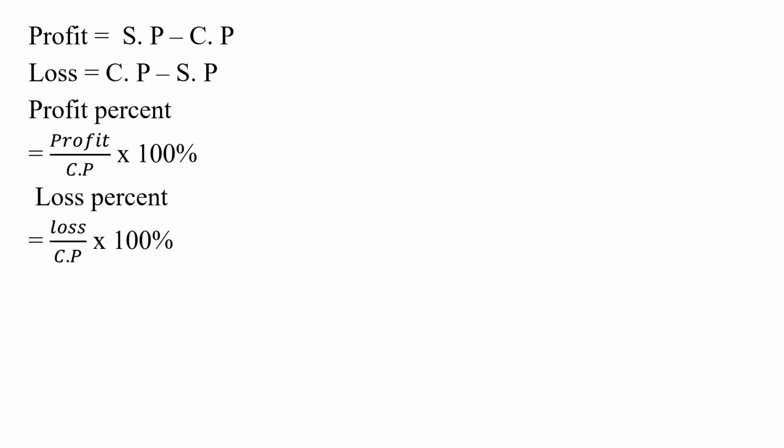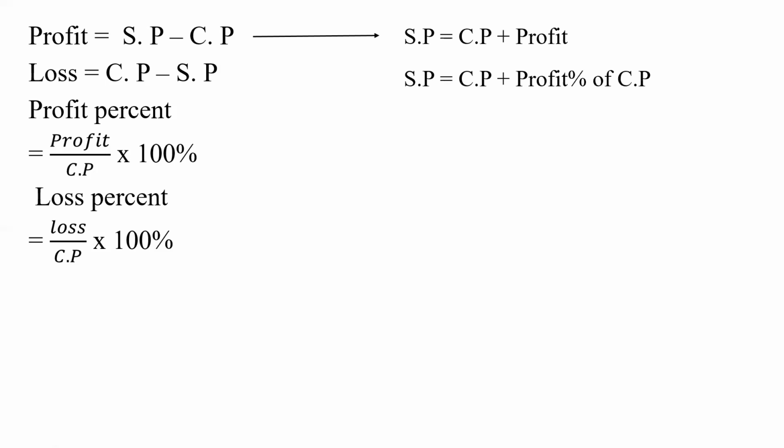Okay. Now here, you don't need to remember too many formulas. These are the basic formulas which you have to remember. For example, from the first formula, look here. From this profit, we can get SP equals cost price plus profit. We can use the same formula to find the selling price. In the same way, you can also find the cost price. Or we can even use this formula: selling price is equal to cost price plus profit percent of the cost price, right?